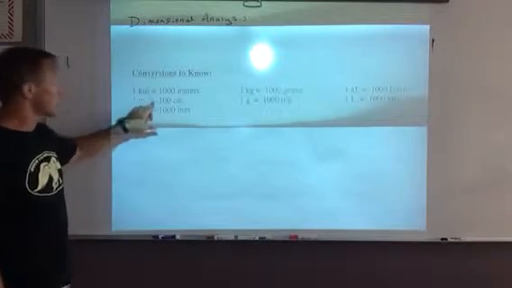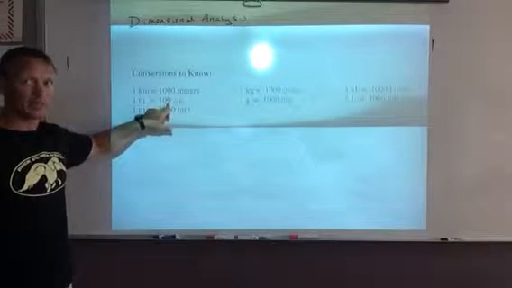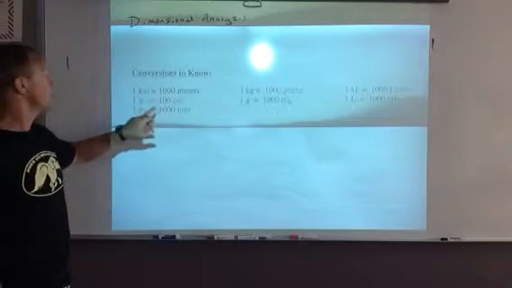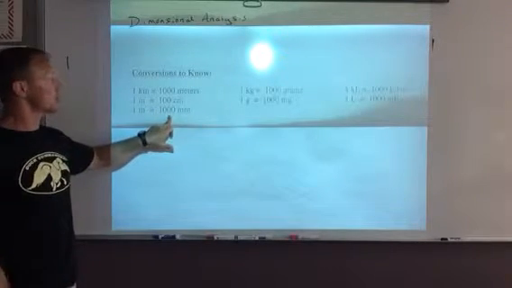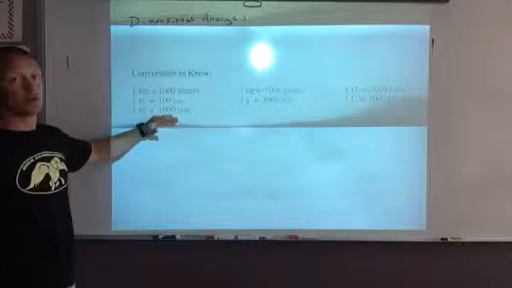A meter stick contains 100 centimeters. Remember, cent, like cents in a dollar, years in a century. And a meter contains 1,000 little tiny millimeters. The millimeters are little tiny marks on a meter stick. So those are the 3 distance ones.